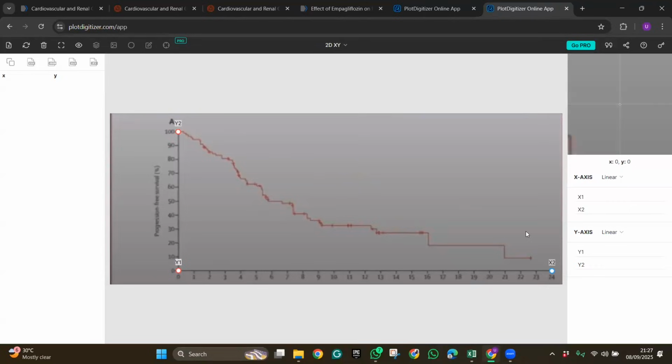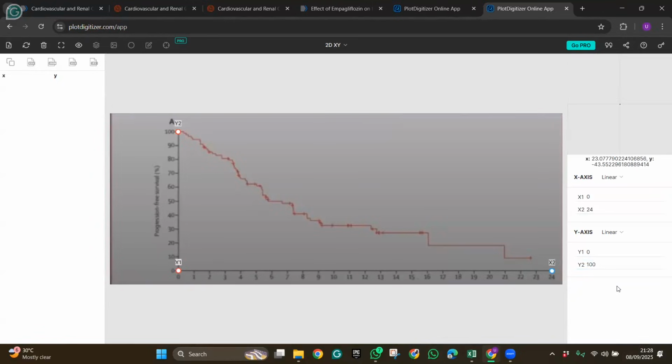Once you're done with placing the dots, can you guys see this here on the right hand side, x-axis, and then y-axis, you have x1, x2. x1 is your lower limit for the x-axis, so you're going to write 0 in it because 0 was your lower limit for the x-axis. The upper limit for the x-axis was 24, so I'm going to write 24 here. Similarly, for the y-axis, it was 0. You guys see? This is 0. And the upper limit is 100. I'm going to write 100 over here.